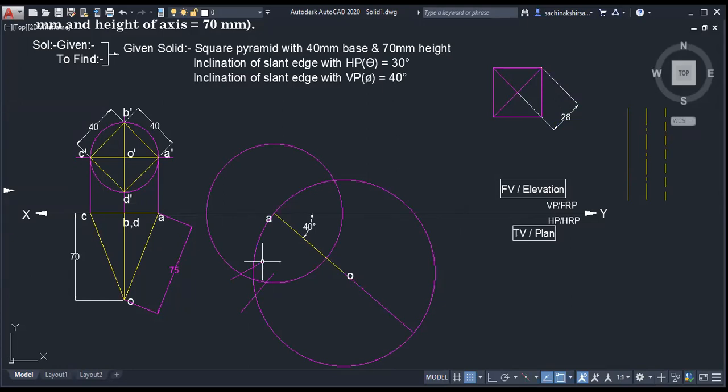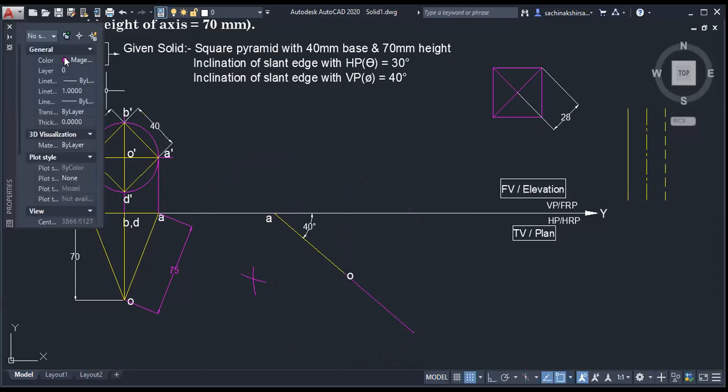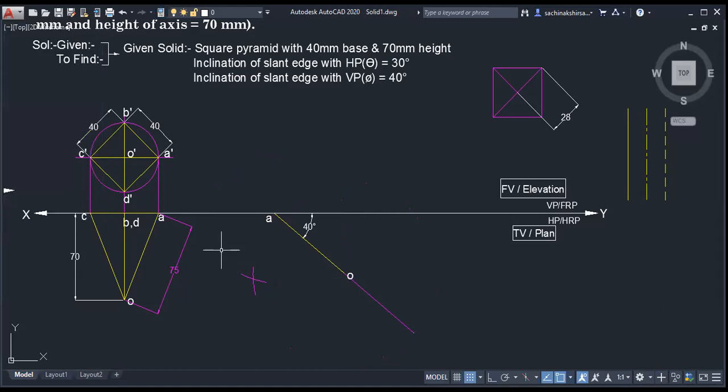So likewise, you have to mark two arcs. So just check how it is. Two arcs will be there. They should intersect each other. And then you have to draw one line from point A to that intersecting arc, and then you have to join O. Likewise, it will come.